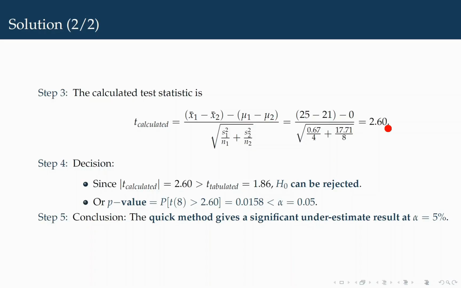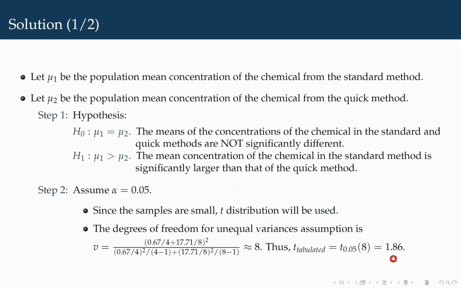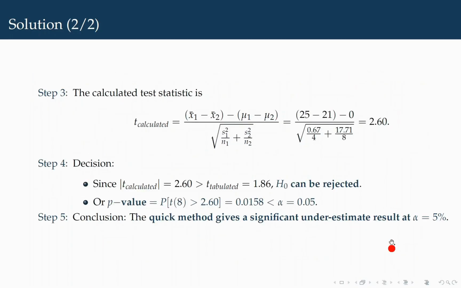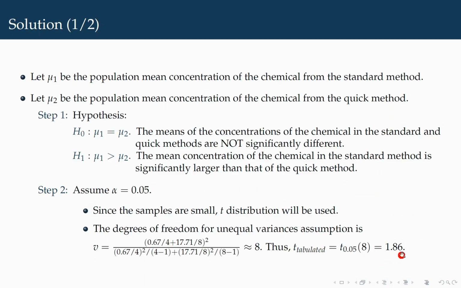Then to make a decision whether to reject or not to reject H0, we need to compare this value with the tabulated value. So the calculated value is 2.6, which is actually greater than 1.86. So we have to reject H0. That means we are in favor of the alternative hypothesis. Therefore, our final conclusion is that the mean concentration of the chemical in the quick method is significantly lower than that of the standard method.